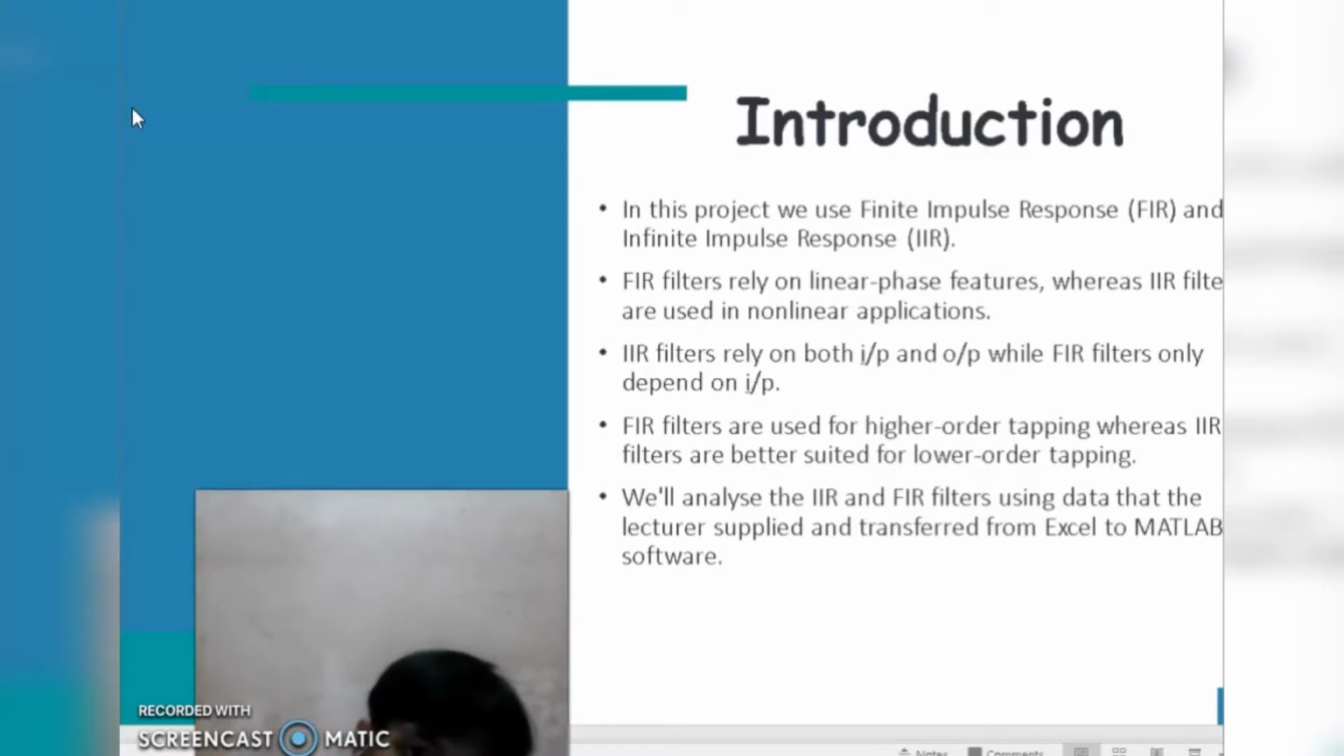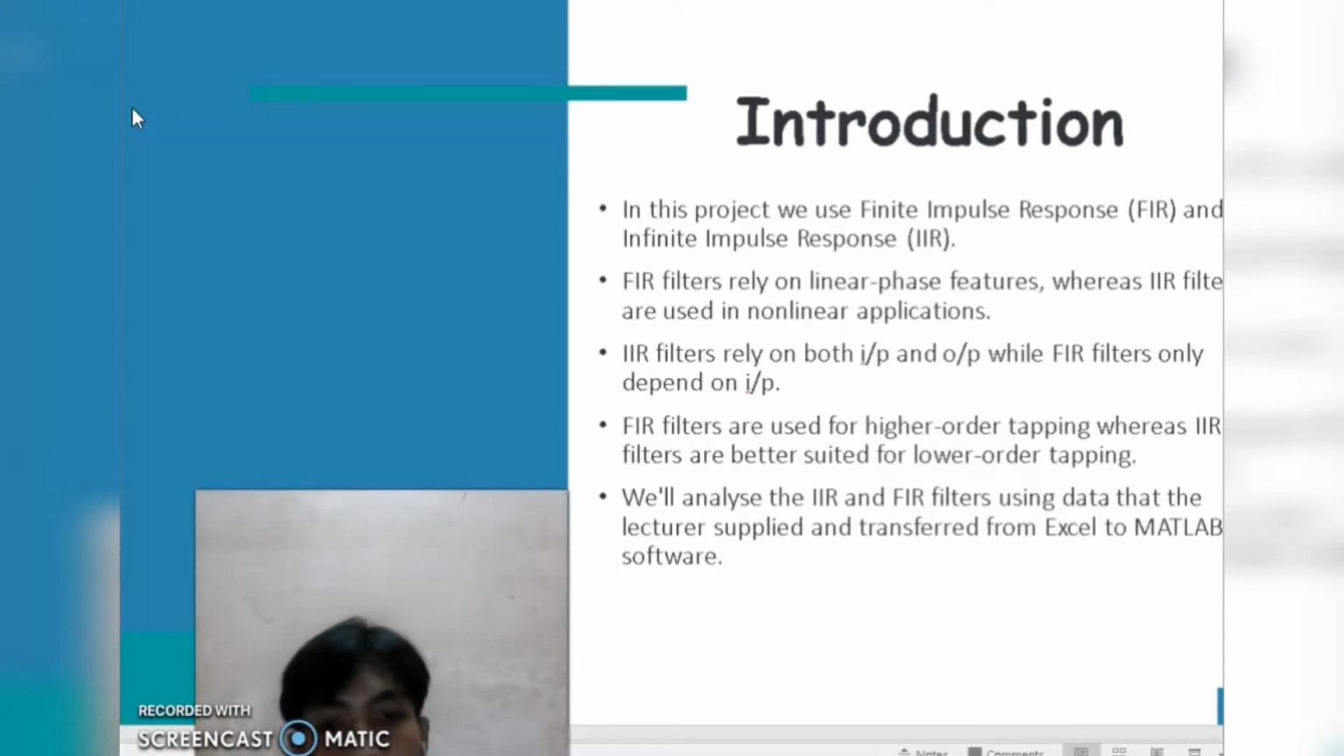For the last part of the introduction, we will analyze the IIR and FIR filters using the lecturer's supplied data and transfer it from Microsoft Excel to the MATLAB software to be simulated and run.